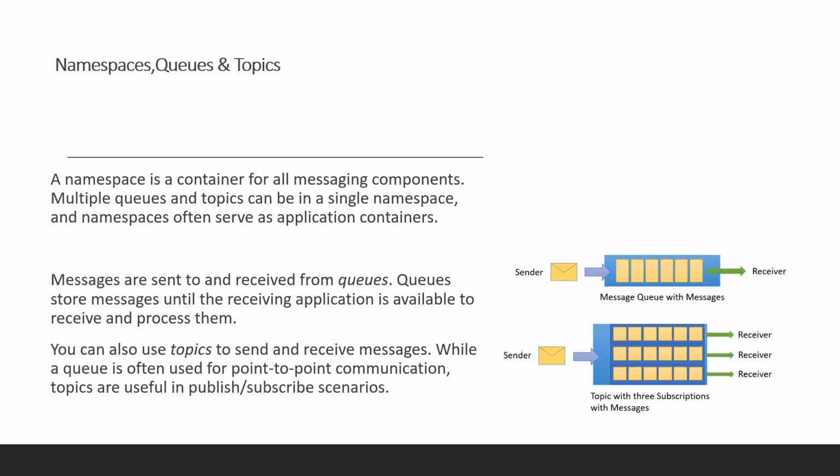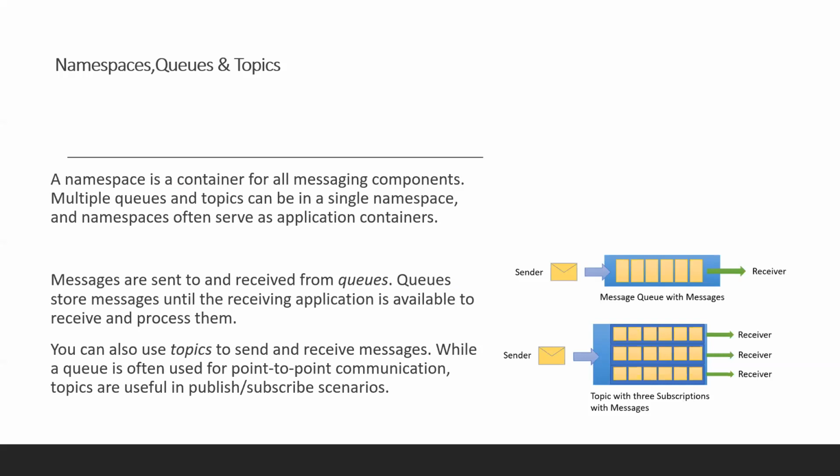What are queues? Messages are sent to and received from queues. Queues store messages until the receiving application is available to receive and process them. You can see in the top diagram a message queue with messages. You can see the sender and receiver.